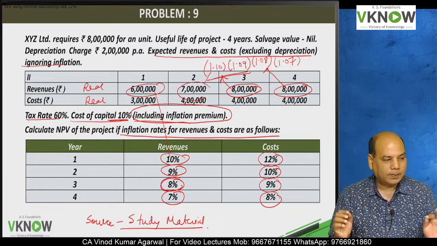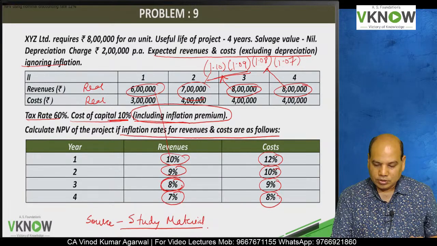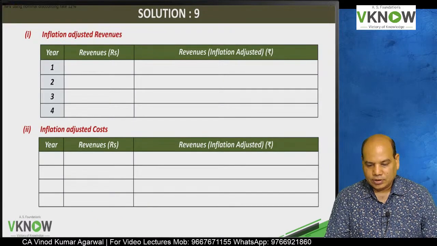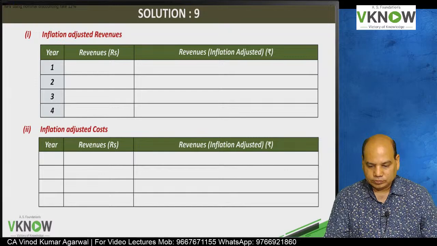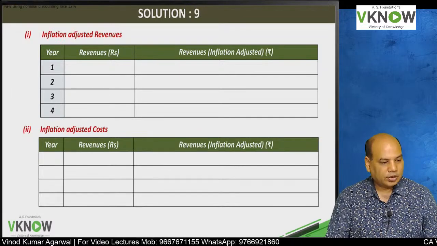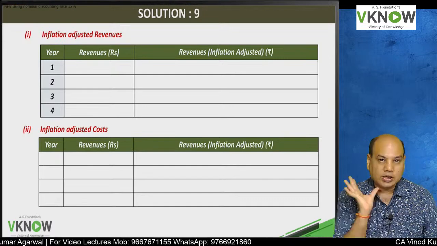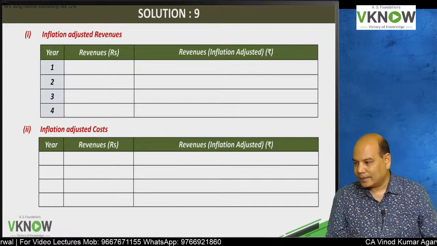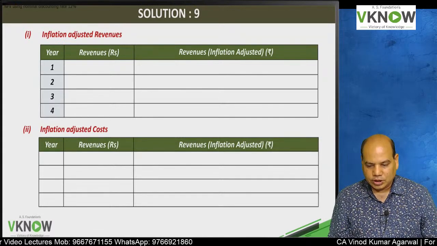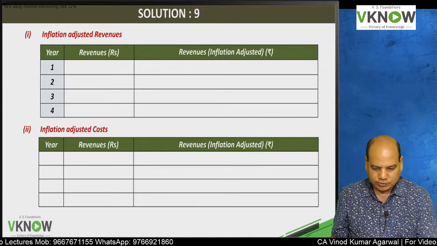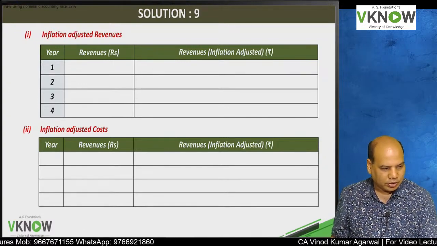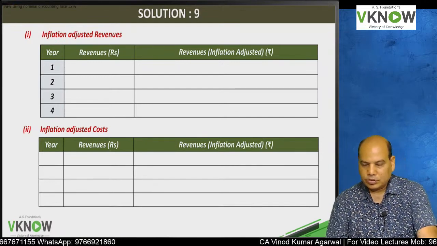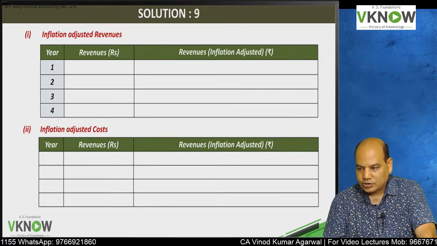That is an important question. So I'll first compute inflation adjusted revenue. This time the question is different because the inflation rate is different in different years. That is something unique. Are you ready? Please solve. Inflation adjusted revenue, 3 columns. First column year, second column revenue, third column revenue inflation adjusted in rupees.